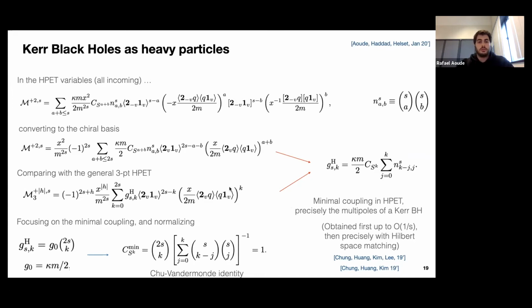This result was first obtained before in the literature up to order 1/s, and then was precisely obtained using some Hilbert space matching by these authors. But here the nice thing is that, given the 3-point amplitude of HPT, we don't need to massage the amplitude in any way. That means we don't need to do a Hilbert space matching or any boost on the amplitude to obtain the same multipole expansion as obtained from the action.